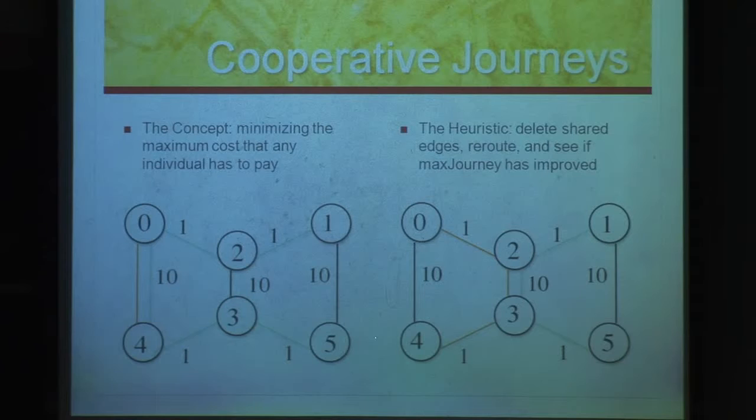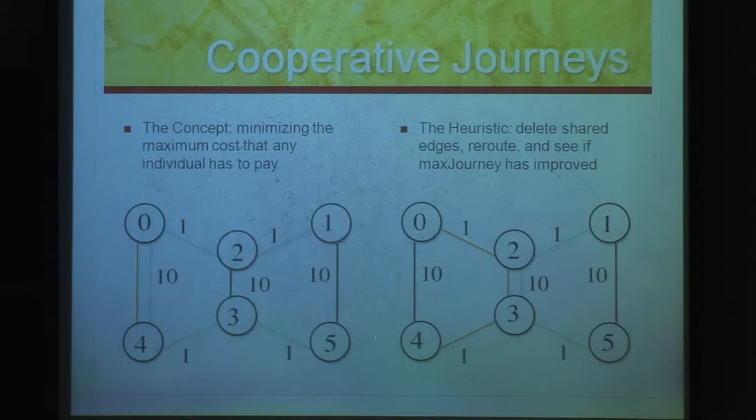So then the third definition is cooperative journeys. The concept is that we want to minimize the maximum amount that any journey has to pay. The idea came from this graph. As you can see on the left, the journeys go from 0 to 4 and 1 to 5. And with any of our pre-existing heuristics, when we route it, it always ends up where orange is paying 5 and green is paying 9.